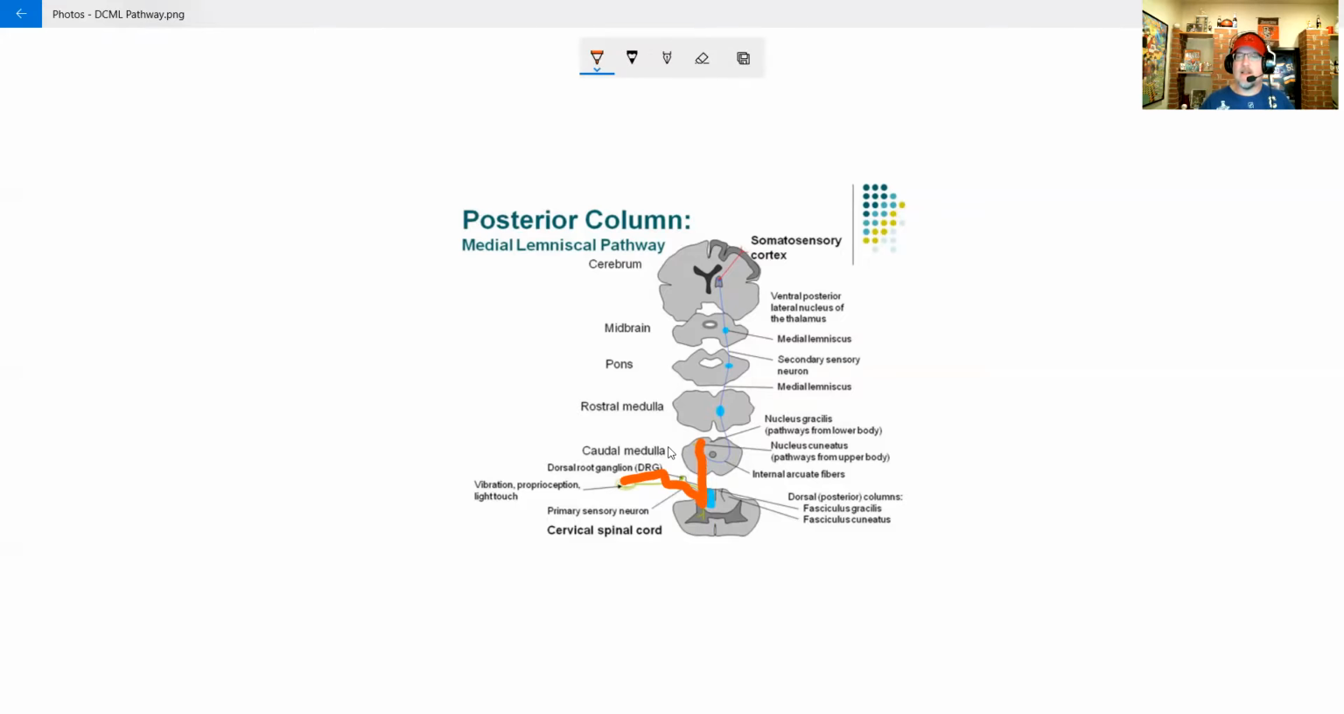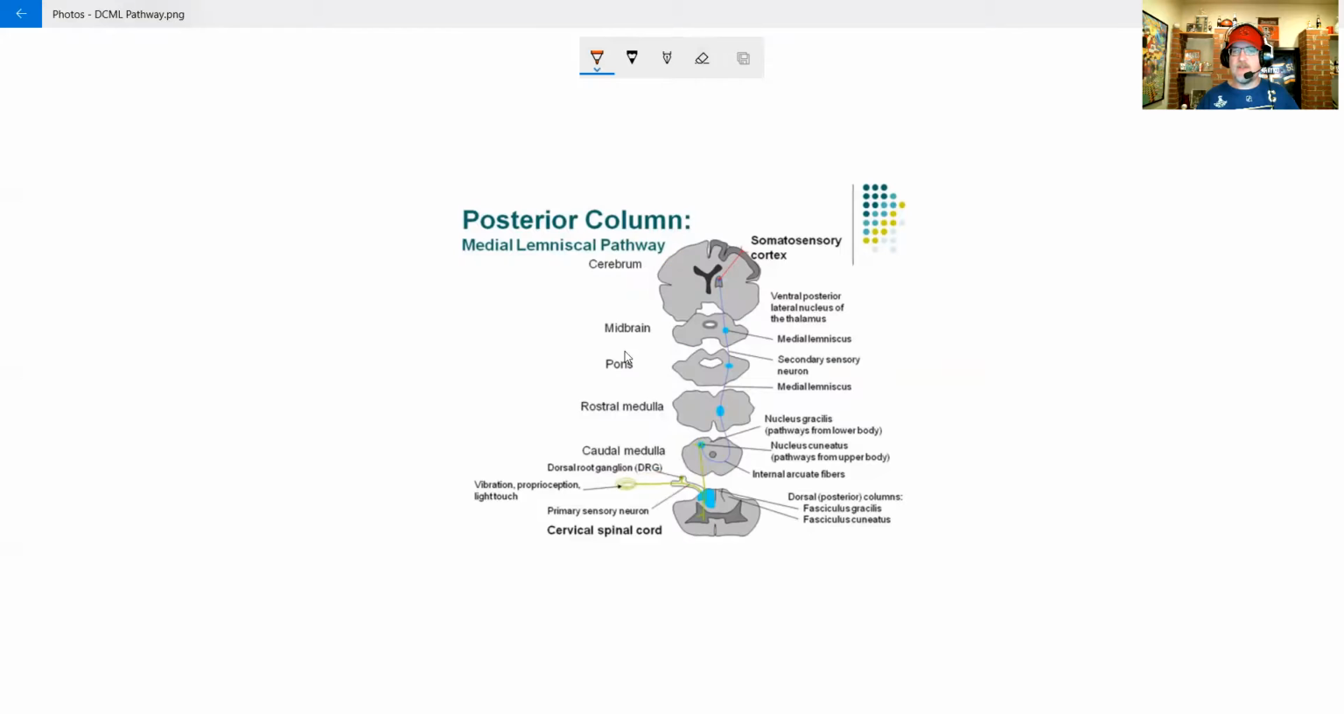And once it gets to the level of the medulla, it has the synapse, and that is where we'll have the decussation, or the crossing. Okay. So that leads to the second order. So the second order is once it synapses there, it will actually cross over at what we call the sensory decussation, forming that medial lemniscus, and then it connects up with the thalamus.